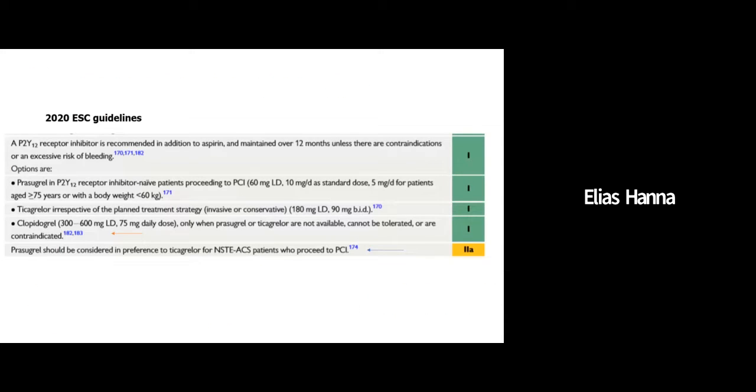Even more so, the ESC guidelines, including the newly published and updated guidelines in 2020, give a class 1 recommendation for prasugrel and ticagrelor over clopidogrel. Look what they state. Clopidogrel is only used when prasugrel or ticagrelor are not available, cannot be tolerated, or are contraindicated. So they do not want you to use clopidogrel in ACS, STEMI or non-STEMI. They want you to use the other two unless there is a specific contraindication. So they are quite aggressive in that regard.